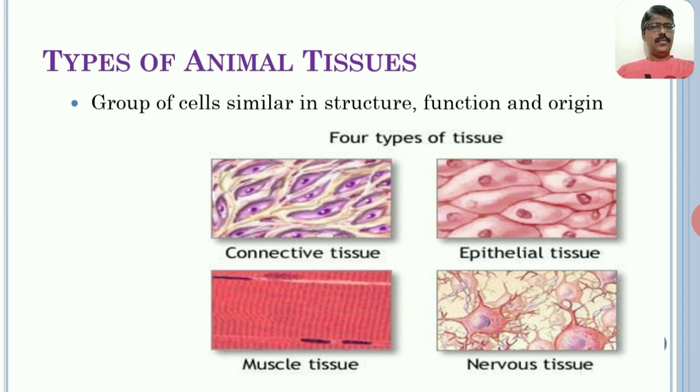Types of animal tissues. A group of cells similar in structure, function and origin is termed a tissue. There are four types of tissues: connective tissue, epithelial tissue, muscle tissue and nervous tissue.